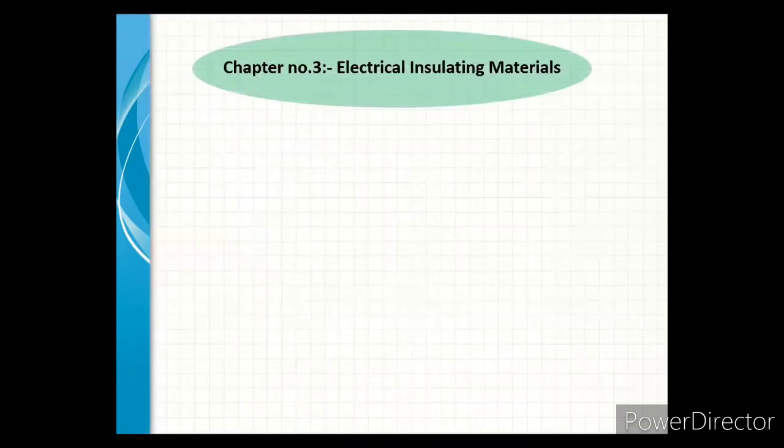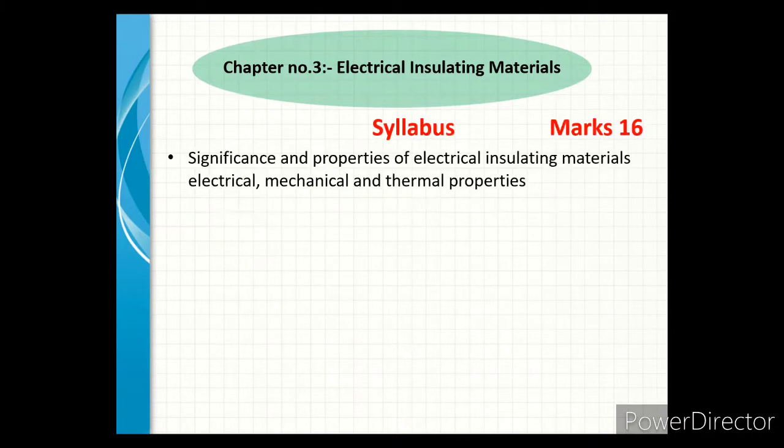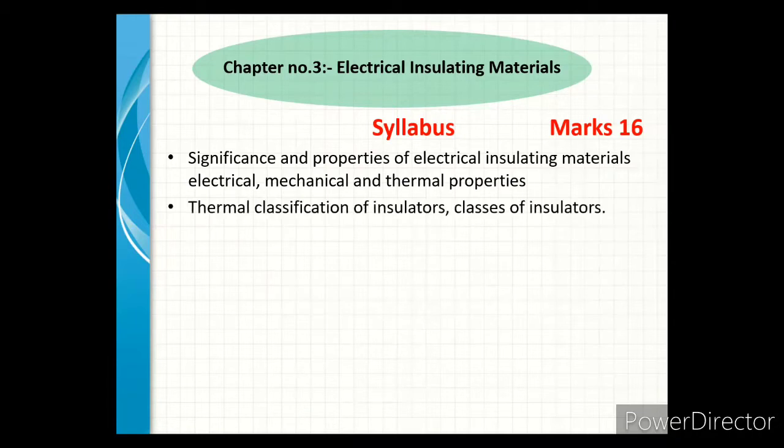So we start our new chapter, electrical insulating material. First of all, we see the syllabus of that unit. In this unit, first we study the significance and properties of electrical insulating material: electrical property, mechanical property, and thermal property of insulating material. Next, the thermal classification of insulating material and classes of insulator on the basis of thermal stability.